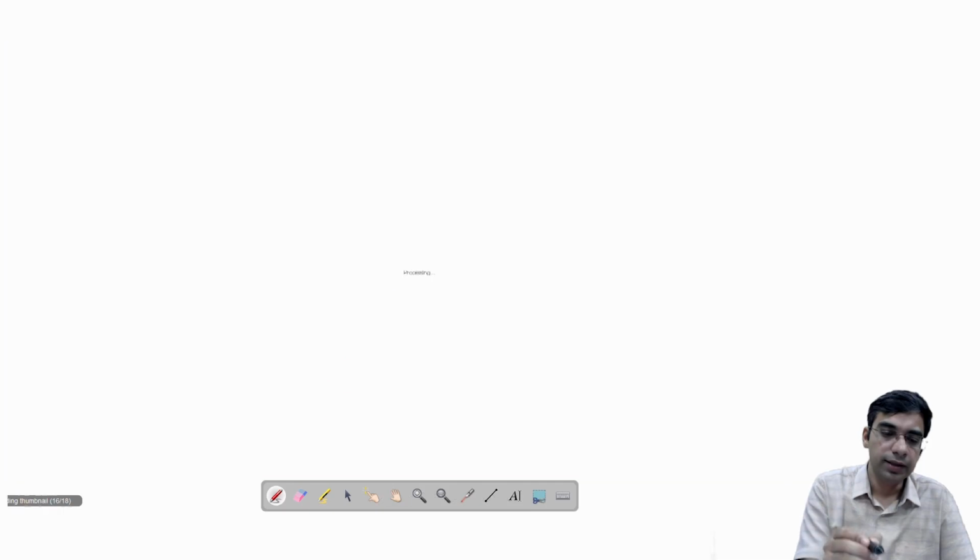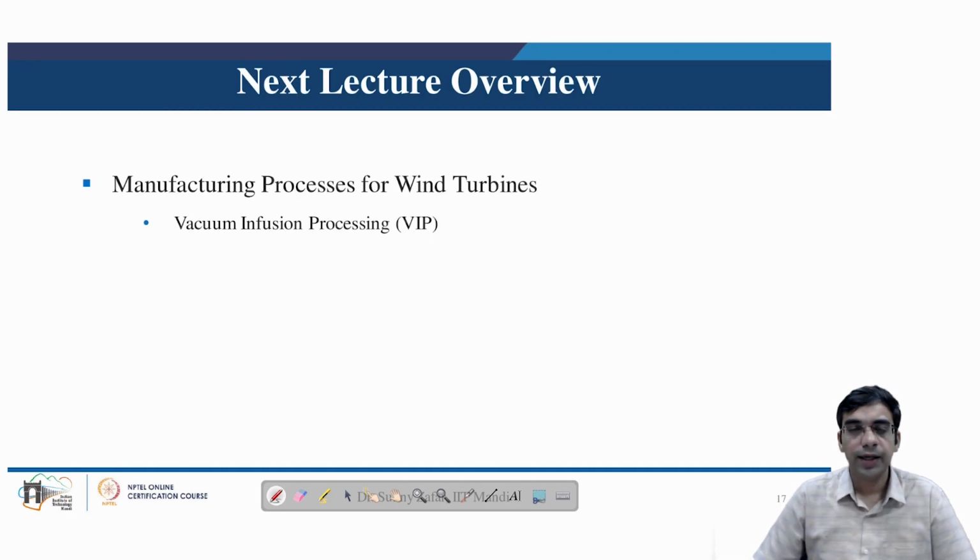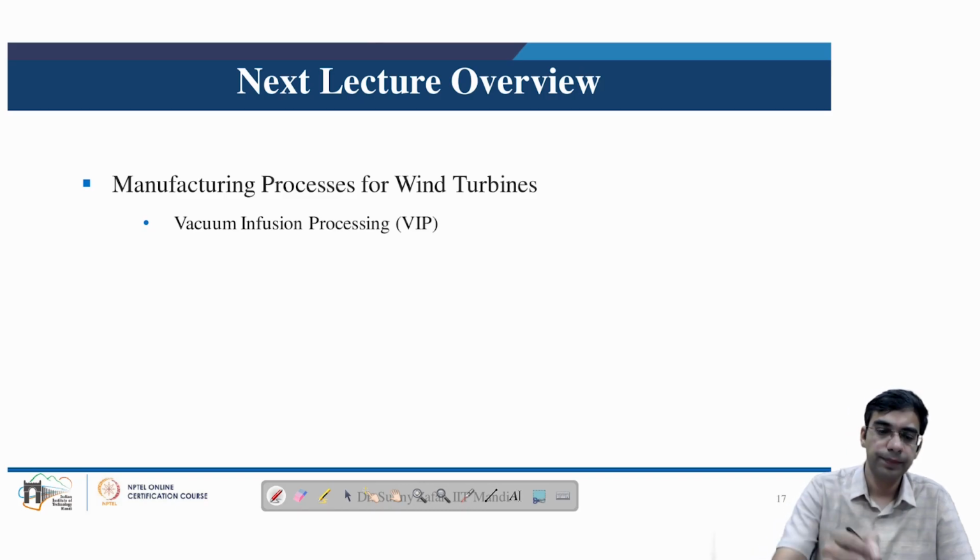So in the next lesson, we will look at another process for manufacturing of wind turbine blades, which is also based on resin infusion, and this process is vacuum infusion processing or VIP.